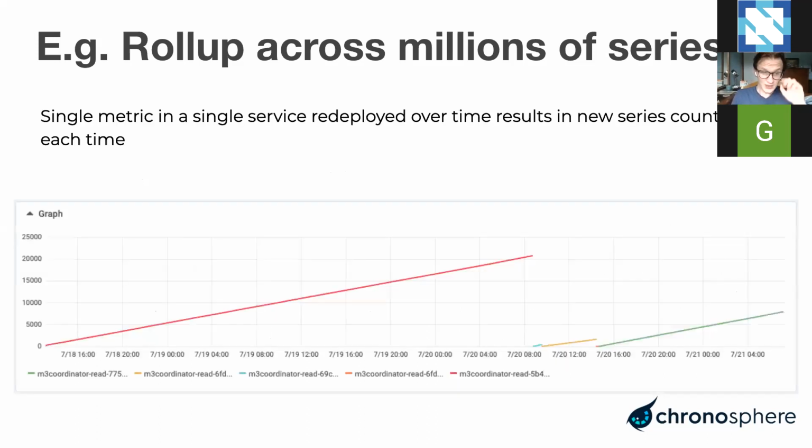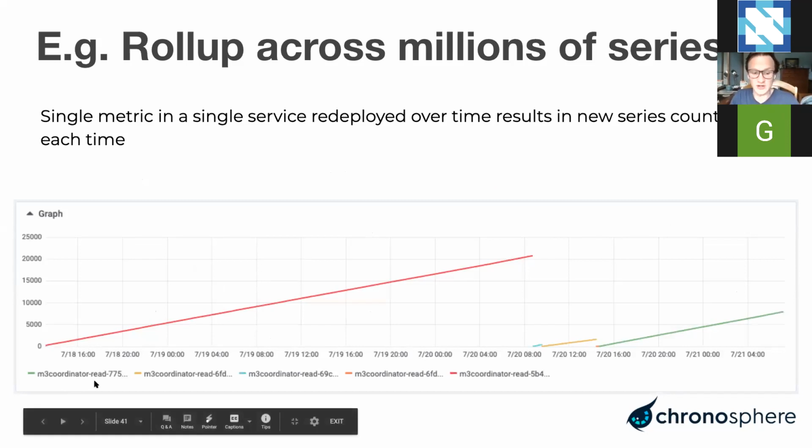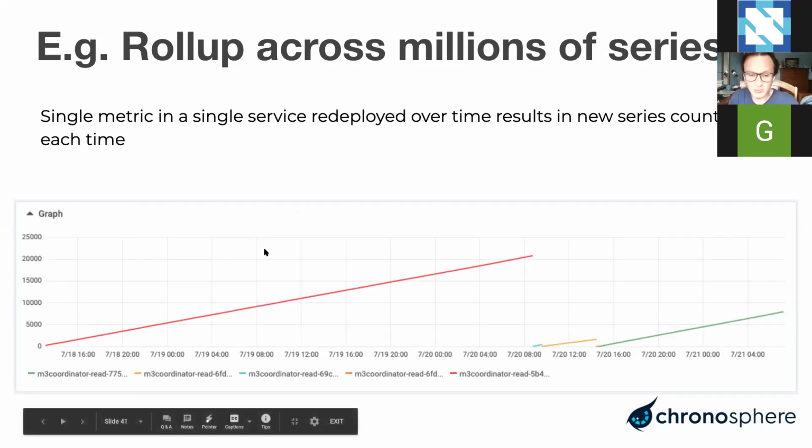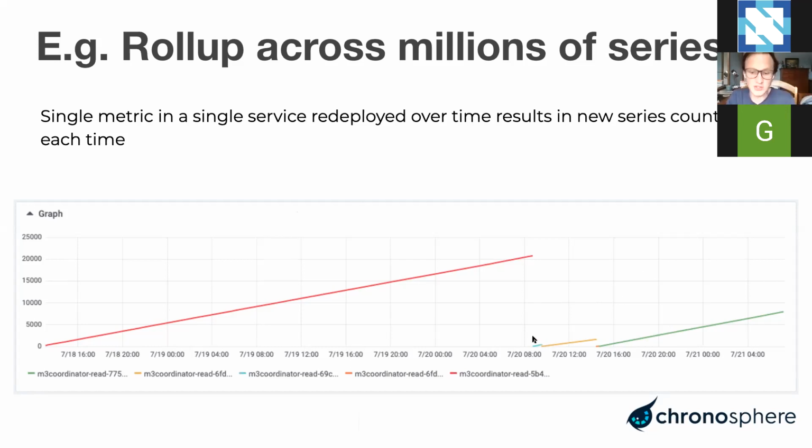So this is also to illustrate why it's valid for us to just not care about something like pod. So imagine our M3 coordinator read service. This is the same service running in the same area, right? But just over time, every time we redeploy it, it's being tracked as a new underlying series, which is illustrated by the fact that each of these colored lines is a distinct series.